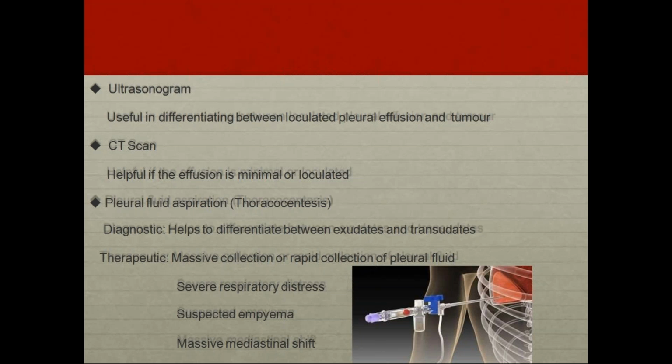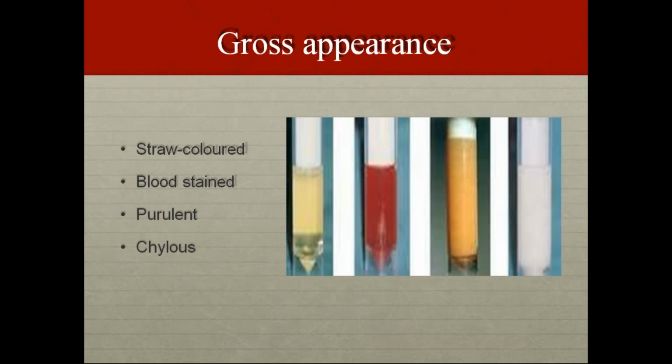And when there is suspected empyema, and there is massive collection or rapid collection of pleural fluid, you have to do therapeutic thoracocentesis. As I already said, the fluid can be chylous, purulent, or blood stained. As you can see, this one is straw colored, usually seen in tuberculosis. Here you can find blood stained fluid, and chylous fluid is usually white.